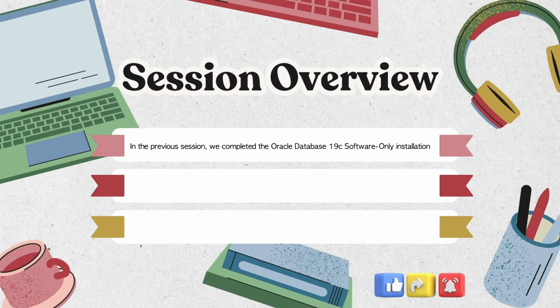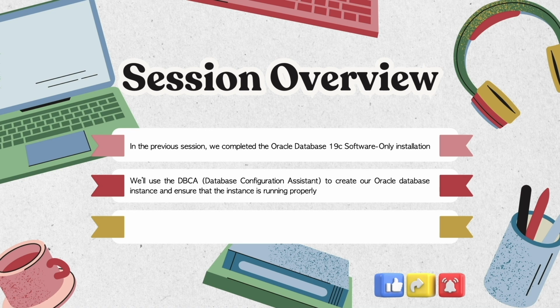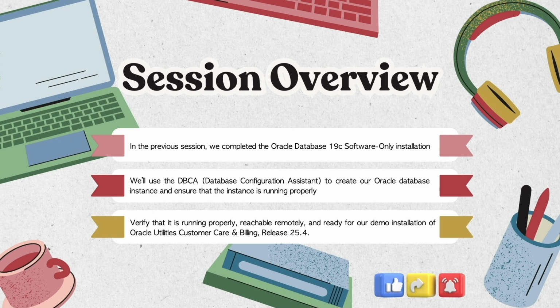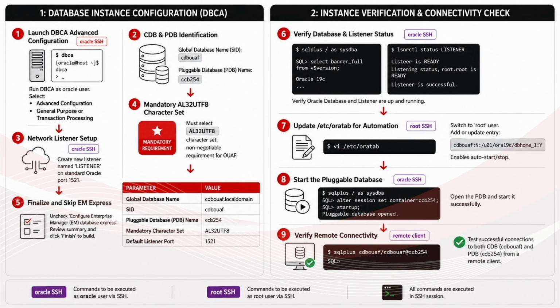In the previous section, we completed the Oracle Database 19C software installation, and at this stage, the environment is ready for the next major step, that is creating and configuring the Oracle Database 19C instance. In today's session, we will use DBCA, the Database Configuration Assistant, to create the database instance and then verify that it is running properly, reachable remotely, and ready for our demo installation of Oracle Utilities Customer Care and Billing Release 25.4. I have structured today's walkthrough into two simple steps.